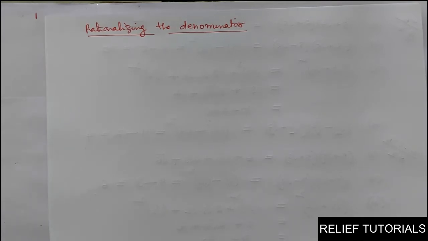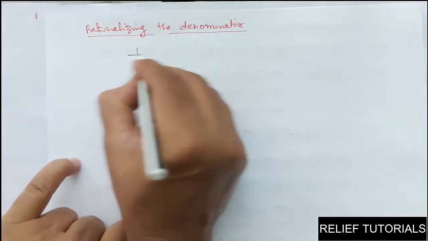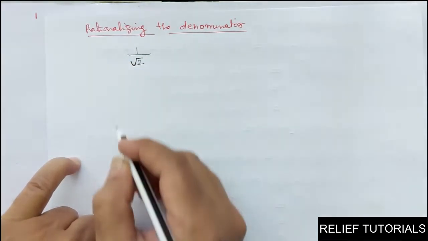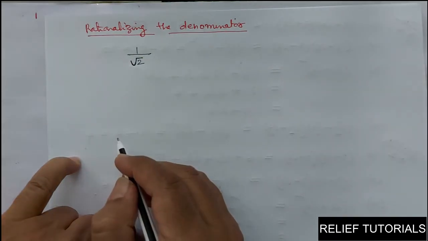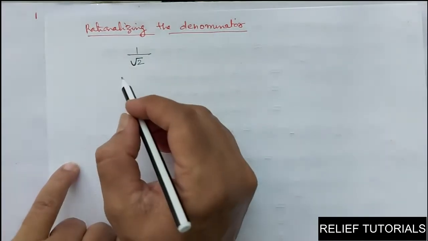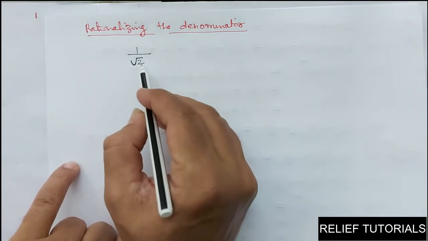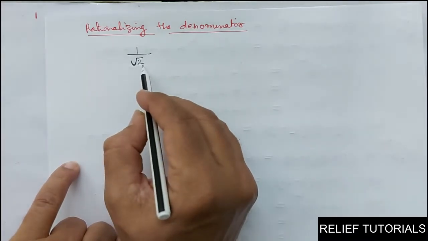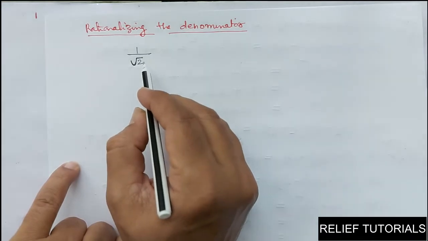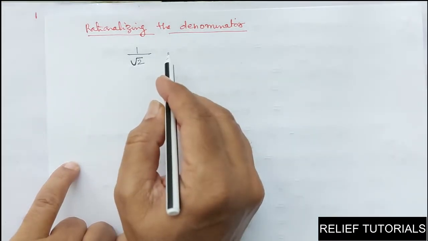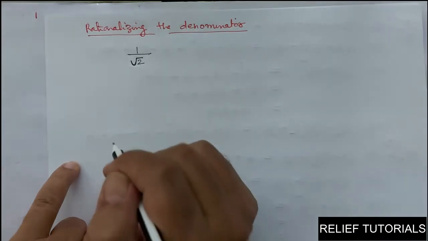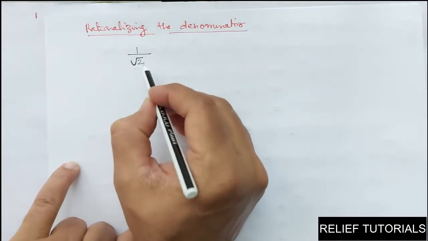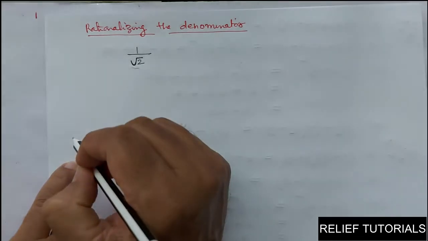See, if the denominator contains a term, for example 1 upon root 2, this denominator has a radical sign. This is called a radical sign or square root. So if the denominator of an expression contains a term with a square root, then the process of converting it into an equivalent expression whose denominator is a rational number is called rationalizing the denominator. Means there should not be any root, irrational number, in the denominator.